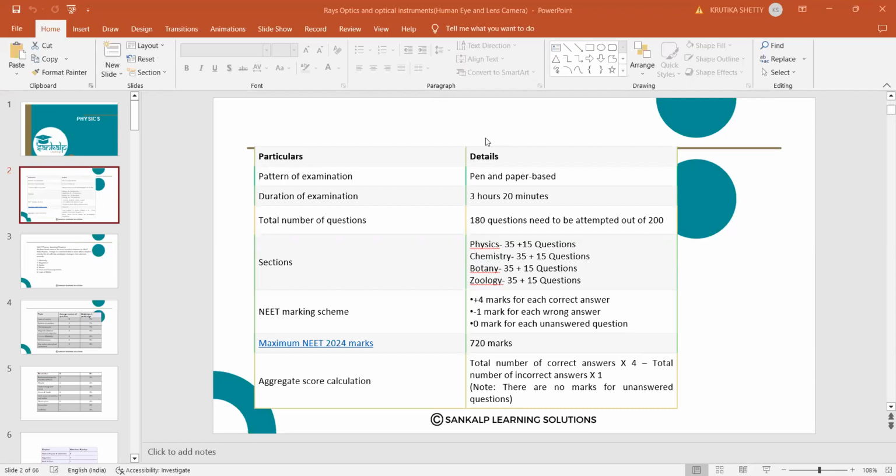And what about the marking scheme here? If you are giving the right answer, then it will be +4. It is considered as +4. Suppose the answer is wrong, then it is considered as -1.